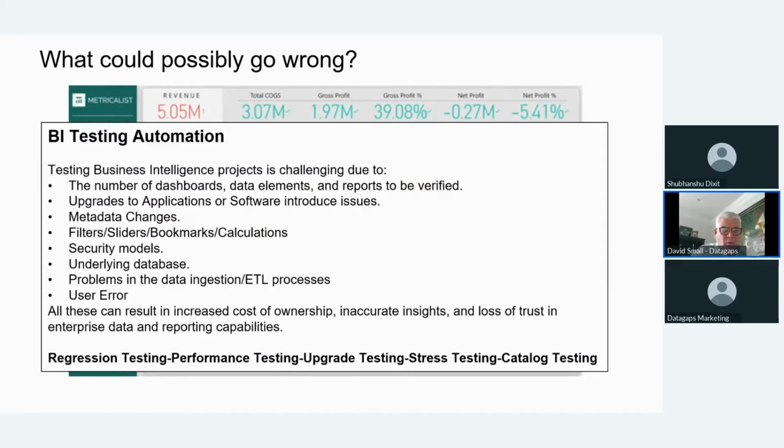So what we do is we help you focus on a lot of these either through regression testing, performance testing, upgrade testing, which is a big area that people call us about, stress testing to be able to see if we can put more people on the same application or the same servers, and then catalog testing to catch all of the myriad of problems that happen in the data analytics platform.